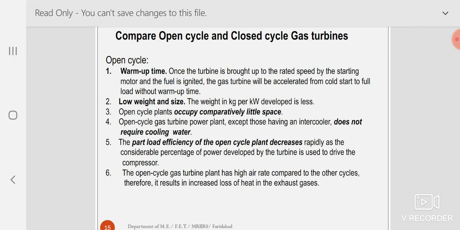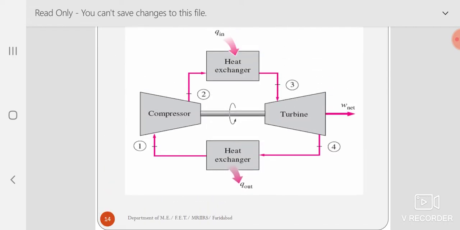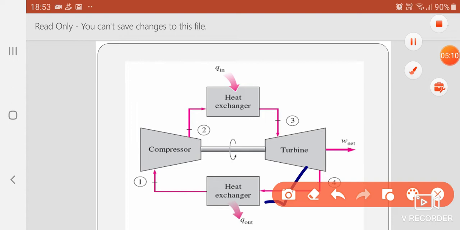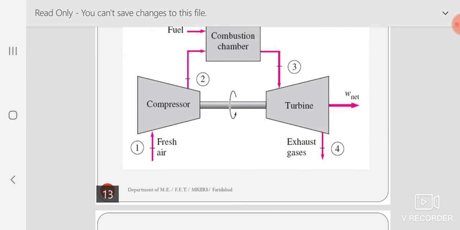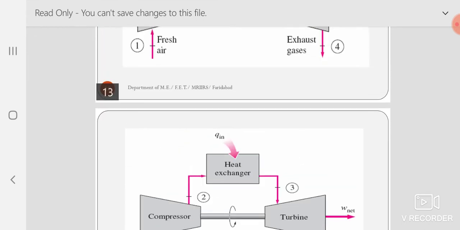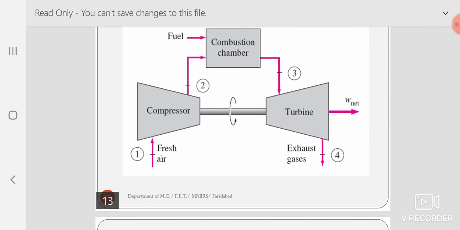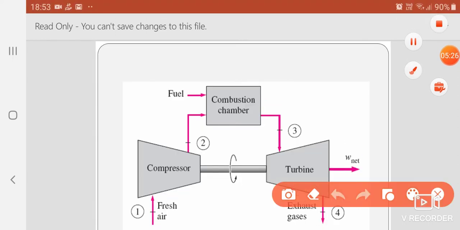Open cycle plants occupy comparatively little space. In case of open cycle plant, space occupied is comparatively less. Why comparatively less? Because in case of closed cycle gas turbine, this heat exchanger is there. In case of open cycle gas turbine, this heat exchanger is not there. You can see there is no heat exchanger here.